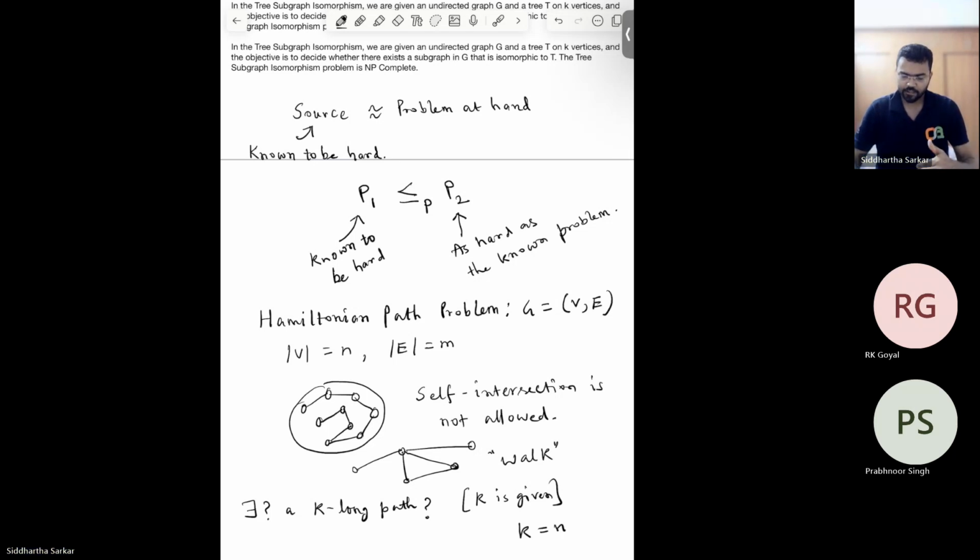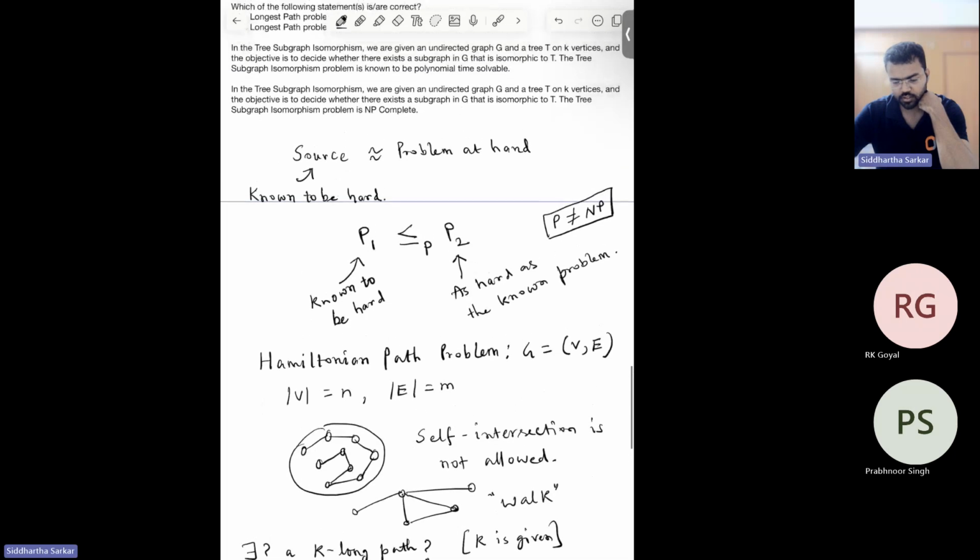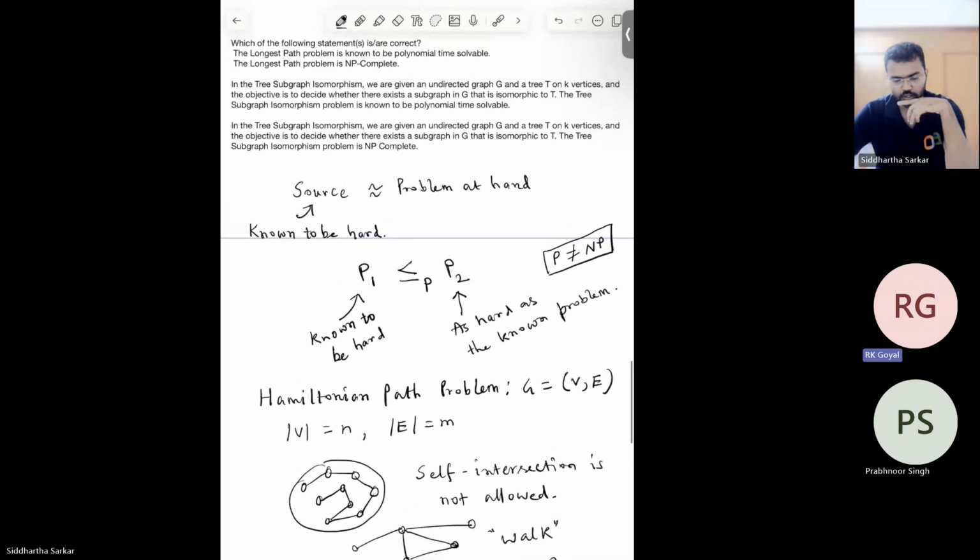So if somebody can solve the long path problem, by simply invoking the same algorithm they should be able to solve the Hamiltonian path problem, but that is known to be NP complete. So therefore, such an algorithm cannot exist if you believe P is not equal to NP. Does it make sense? Yes.